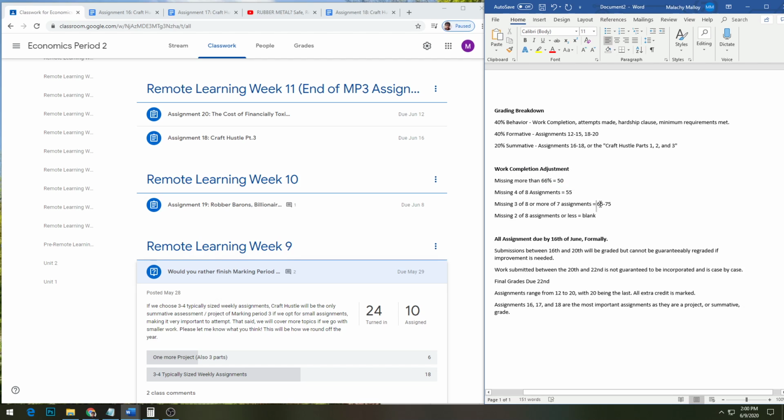3 or more, I'm going to put you 65 to 75, depending on if the things that you're missing are the project grade or not. And if you're missing 2 or less assignments, I'm letting you navigate this work on your own as near adults, and I'm going to leave this blank. Again, all of this changes every day. Every day I'm grading, and every day I'm trying to make this number as accurate as possible for you all, because you all deserve to pass if you do the work.